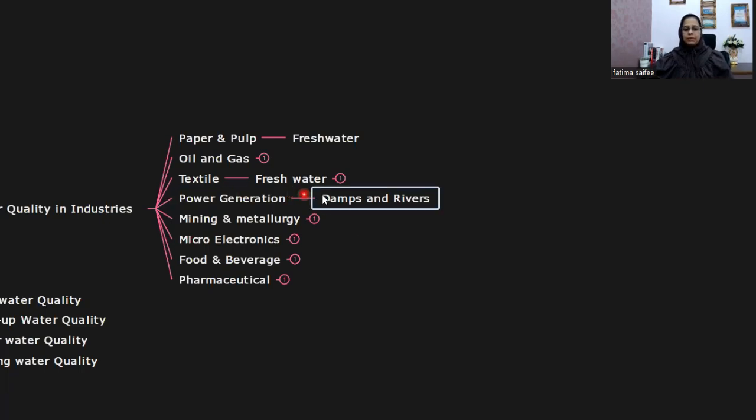Power generation. In power generation, normally there is a generation of electricity, so one energy is converted to another energy. That means the potential energy is normally converted into kinetic energy. That is the main process in power generation. So dams and rivers, the flowing water in the river and in the dam, are used to generate a good amount of electricity.